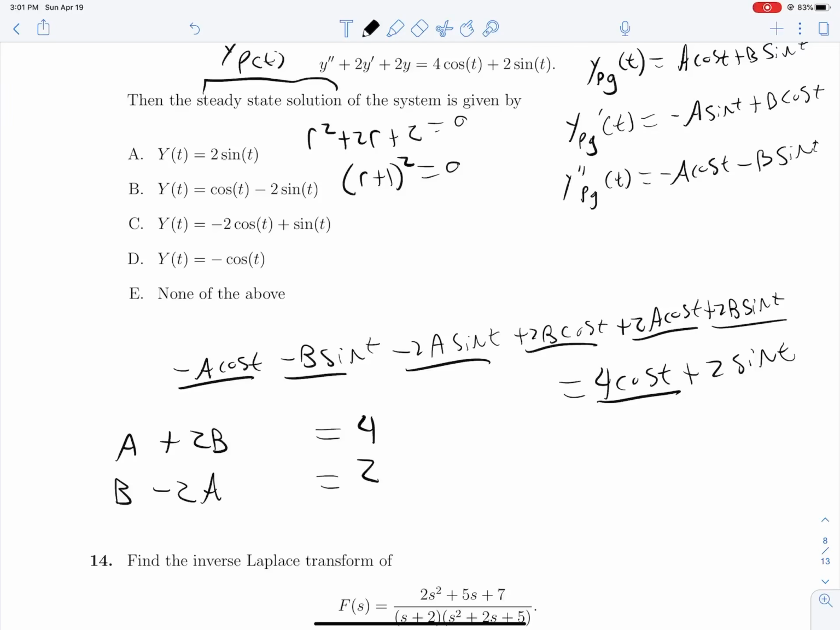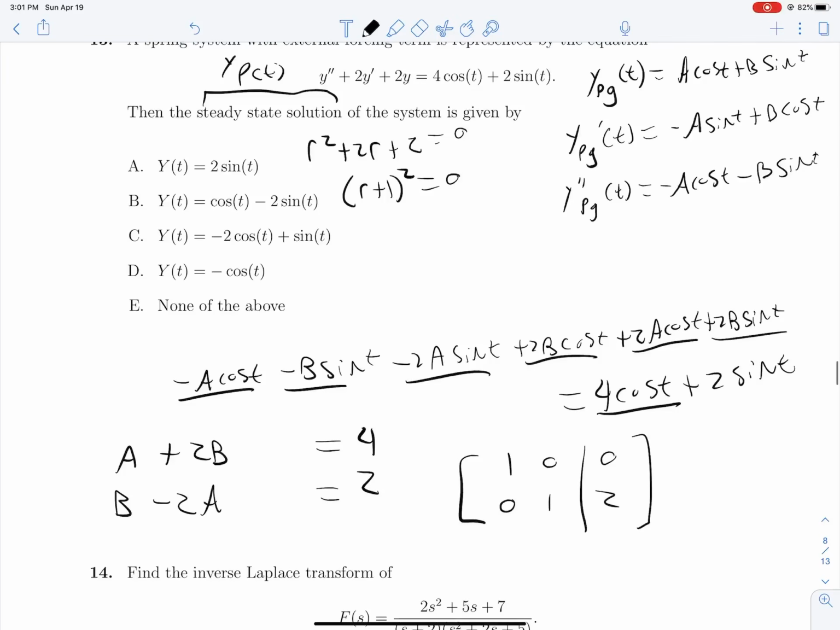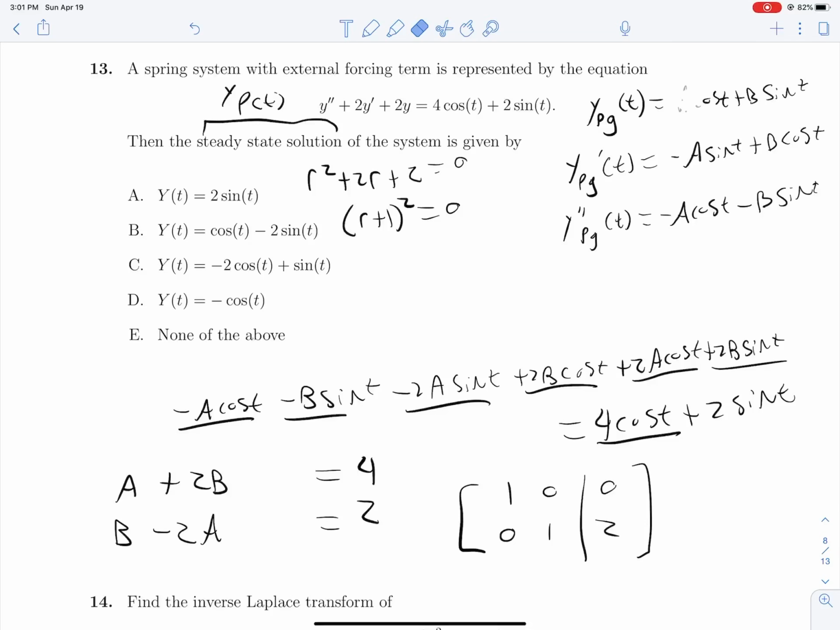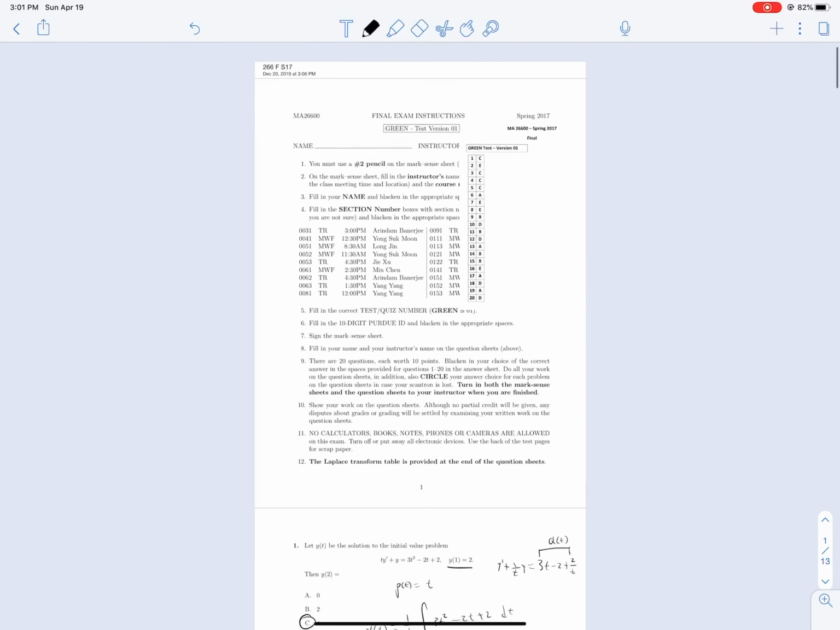We can make this into a matrix: 1, 2, 4, negative 2, 1, 2. Adding 2 row 1s to row 2, we'll get 0, 5, 10, so we can simplify this down to 1, 2, and then subtracting, we see that b is equal to 2 and a is equal to 0. So replacing that way up here, we get 2 sine t. So A is our solution for 13.